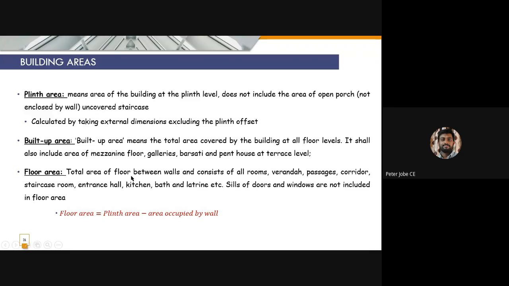Floor area means the area between the walls of the building. That means we will just take the interior dimensions of a room. That's known as floor area. In order to get the floor area, we'll subtract the area occupied by the wall from the plinth area. While calculating the plinth area, we include the area occupied by the wall also. But while we calculate the floor area, we skip the area occupied by the wall and just take the interior dimensions. That's known as floor area. I hope everyone has understood this.